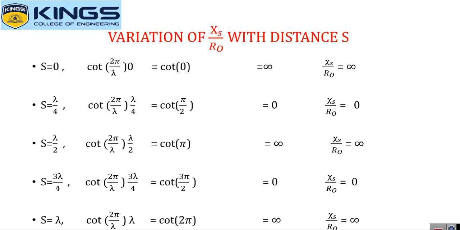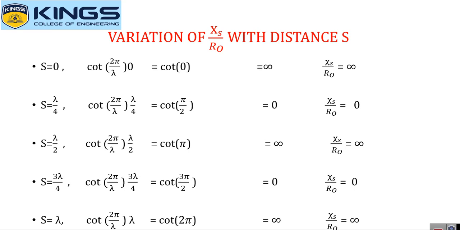So here if you calculate the distance, that is the variation of the X of s ratio with the distance. First if you put s equal to 0 in the equation, then cot of 2π by λ into 0, cot 0, is infinity, so the ratio value is infinity. For s equal to λ by 4, cot 2π by λ into λ by 4, cot π by 2, is 0. So the ratio X of s by R0 equal to 0. For s equal to λ by 2, cot 2π by λ into λ by 2 becomes cot π, whose value is infinity. So X of s by R0 equals infinity.